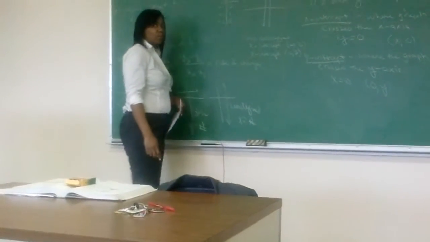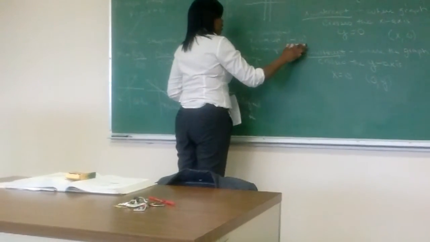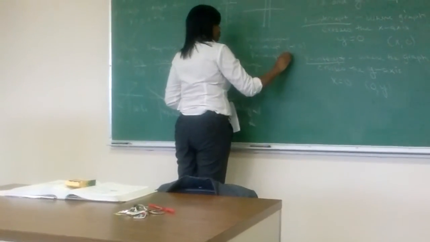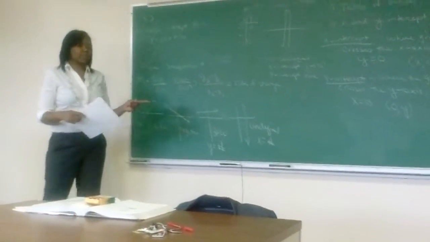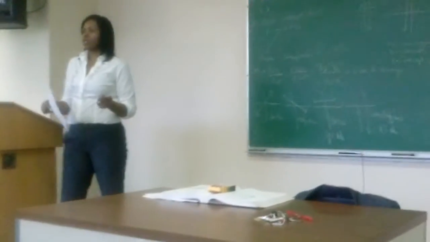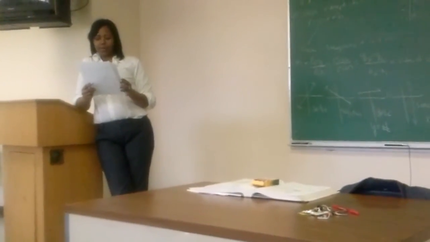Because remember, at the x-intercept, y is 0. How about a y-intercept? No, it doesn't have one, so this is none, because it does not cross the y-axis. So those are your two special graphs. You have to make sure that you remember those at all times. Okay? Any questions on that part?